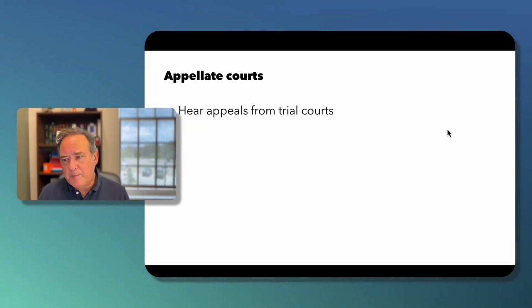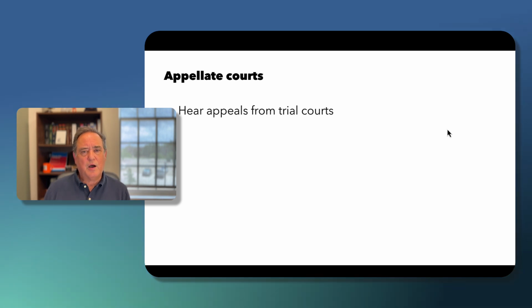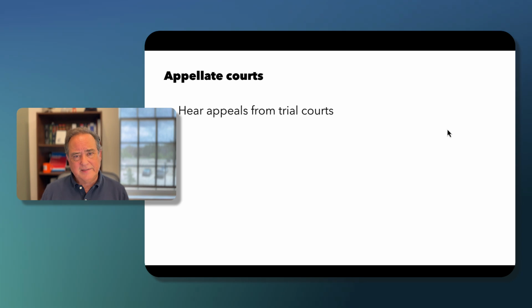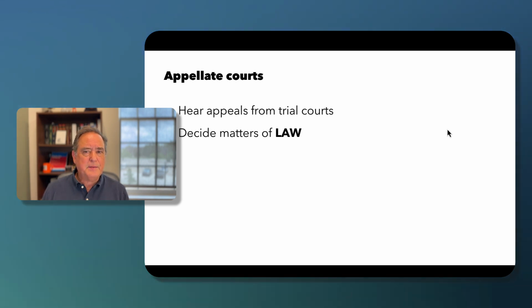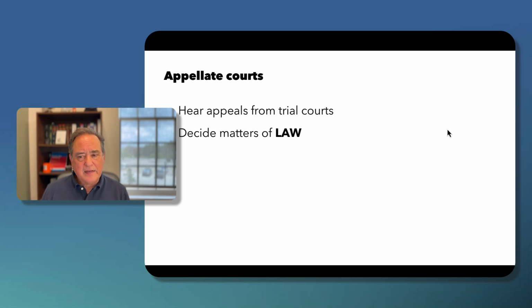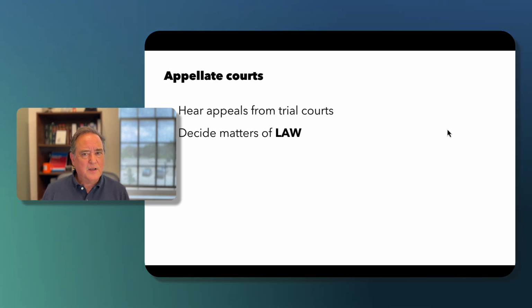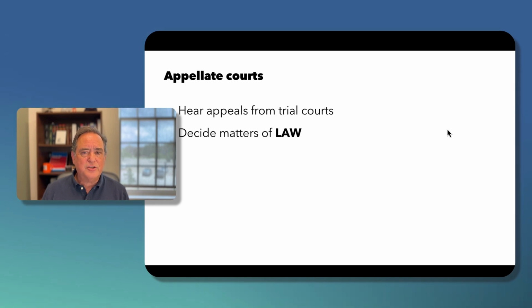Appellate courts. Appellate courts hear appeals from trial courts, meaning when one party, or sometimes even both parties, are dissatisfied with the results of the trial court, they can appeal that to an appellate court. However, the appellate court can only decide matters of law, legal matters. The appellate court does not have the power to change the determination of the facts of the case.